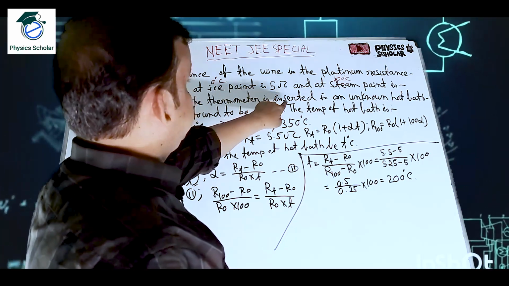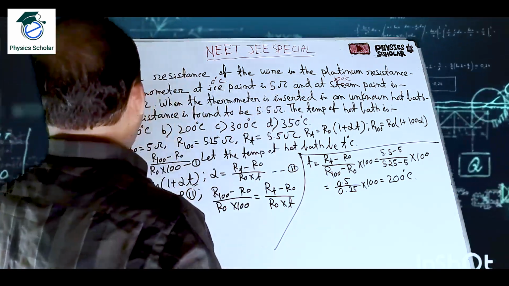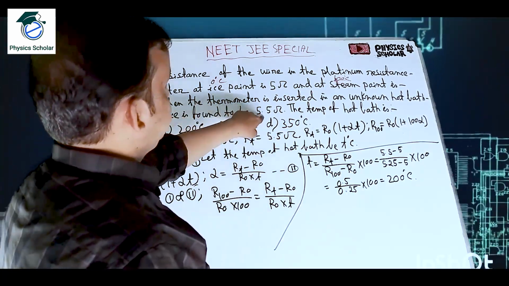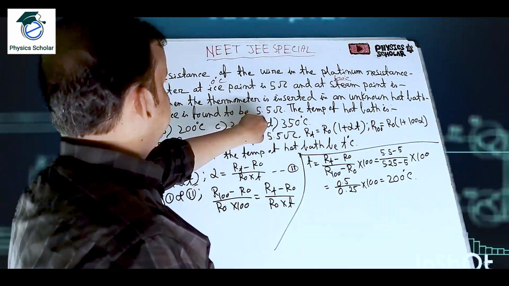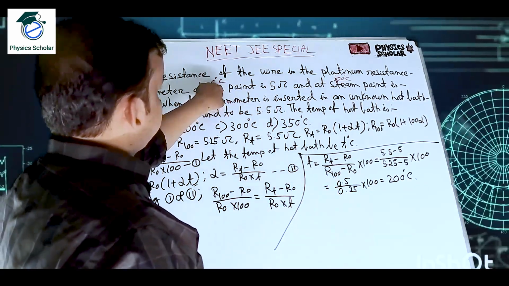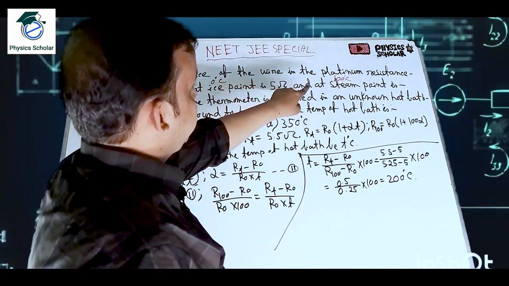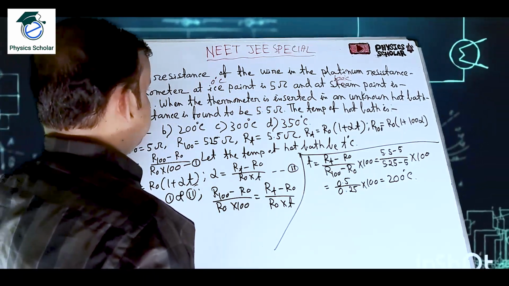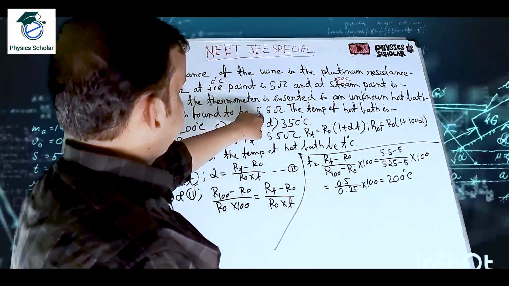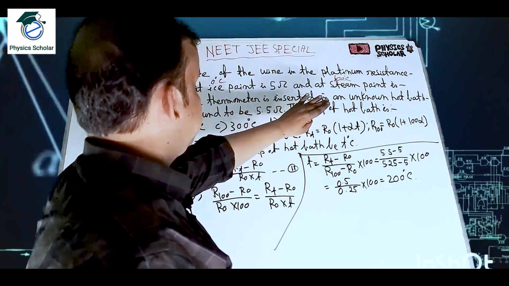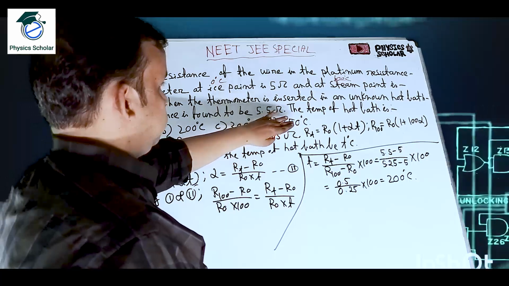When the thermometer is inserted in an unknown hot bath, its resistance is found to be 5.5 ohm. So, the story is: at 0 degree temperature the resistance is 5 ohm, at 100 degree temperature the resistance is 5.25 ohm. And when the resistance is 5.5 ohm, at that time we have to find out the temperature of the hot bath. Clear?